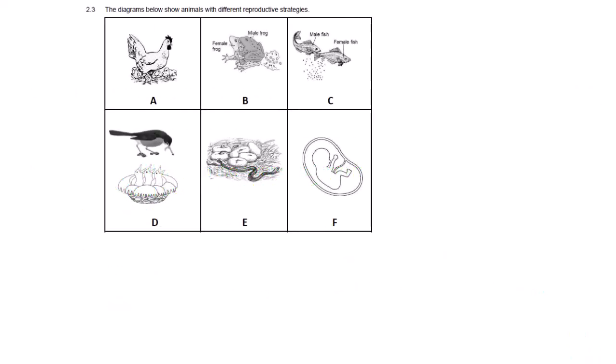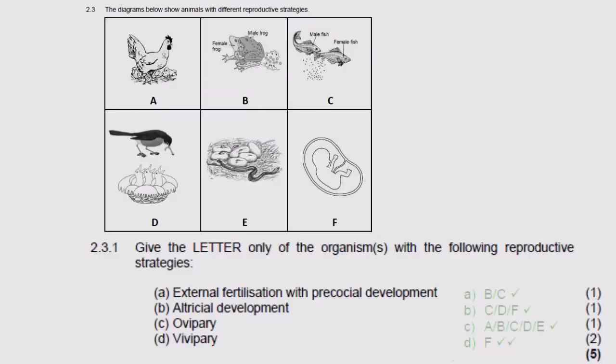Moving to 2.3.1, we have a bunch of animals labeled A through F. The question wants to link them to reproductive strategies. For example, which ones show external fertilization with precocial development? For that one, you're looking at B and C, which are the frog and the fish. Precocial means the young are relatively mature and mobile from the moment of birth or hatching.